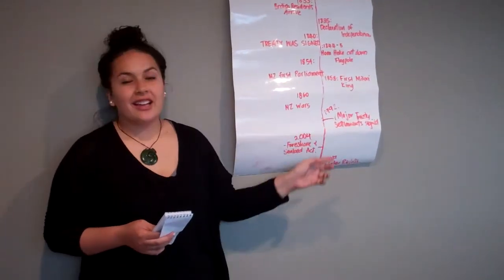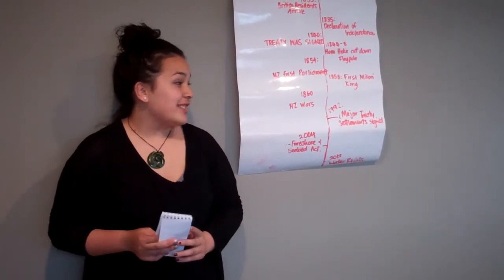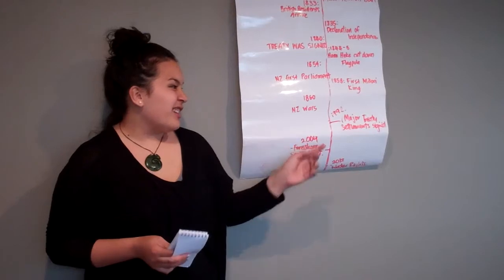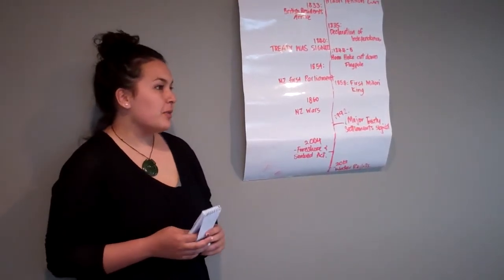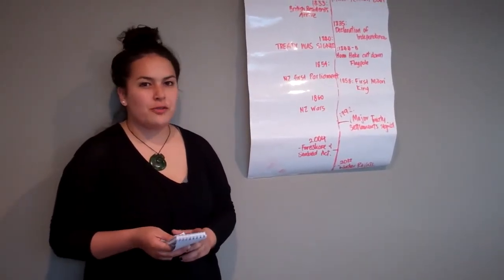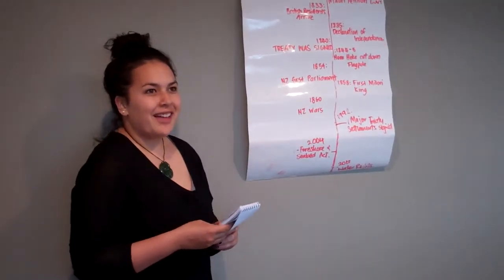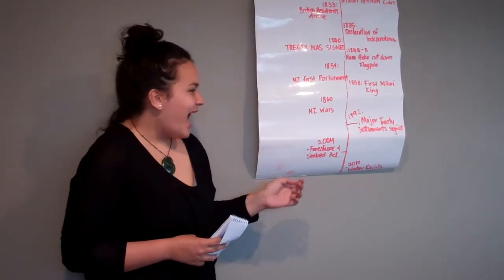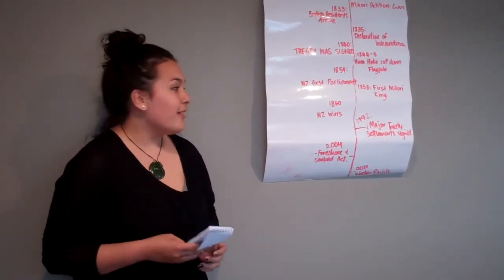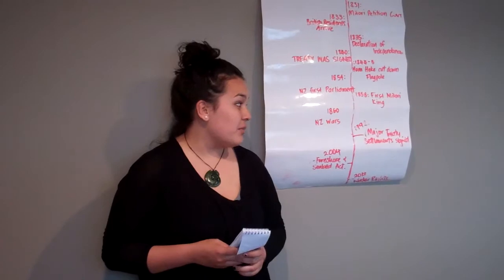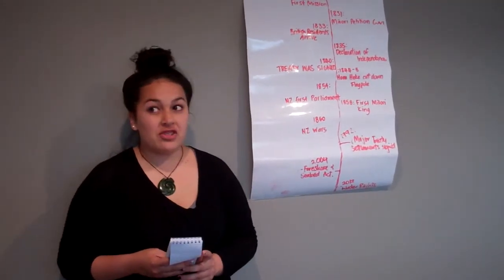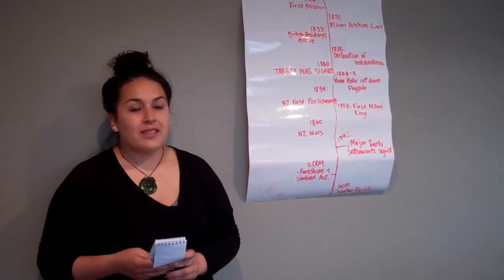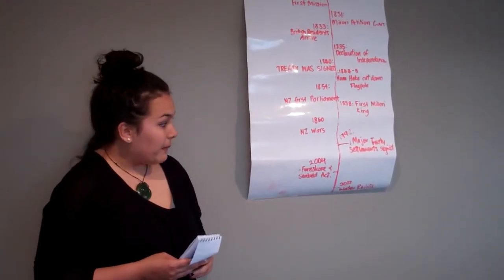Kia ora. So in 1992, treaty settlements were beginning to be signed. In 1992, a major treaty settlement was signed, the commercial fishing settlement, and it was $170 million. In 1995, Tainui received their treaty settlement as well, which was another $170 million to that iwi, and also in 1998, Ngāi Tahu received their treaty settlement as well.